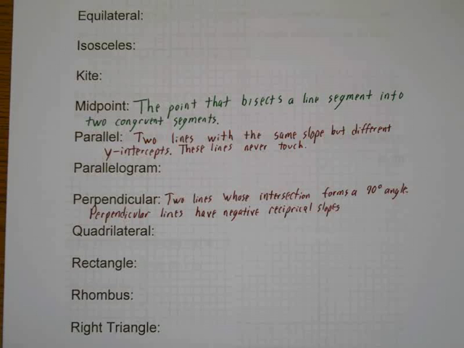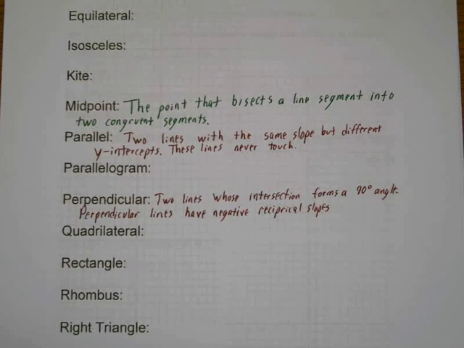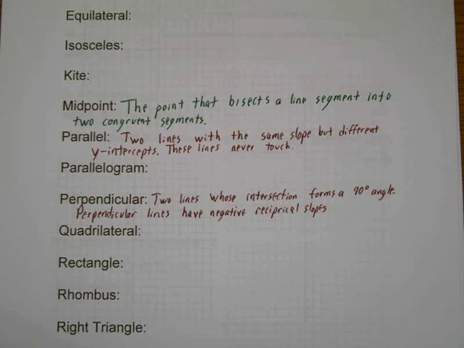Parallel are two lines with the same slope but different y-intercepts. These lines never touch. Perpendiculars are two lines whose intersection forms a 90-degree angle. And perpendicular lines have what we call negative reciprocal slopes or opposite reciprocal slopes. I'll give you a minute to pause the video and make sure you get those vocabulary words down.